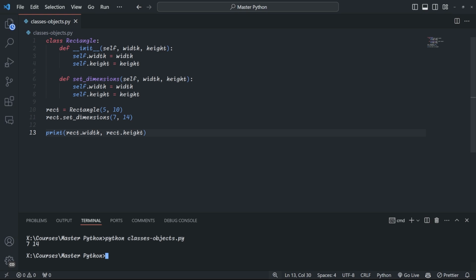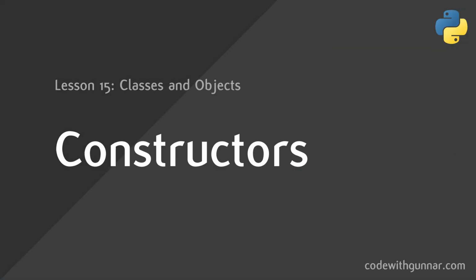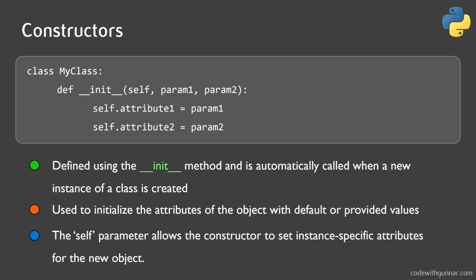Now, I've mentioned constructors and the __init__ methods a few times now, so let's have a closer look. Constructors are special methods in Python classes that initialize new objects. Think of them as the setup function for your objects. The main job of a constructor is to set up the initial state of an object when it's created. It's like preparing a new car before its first drive. You need to fill it with gas and adjust the mirrors and set the seat position.